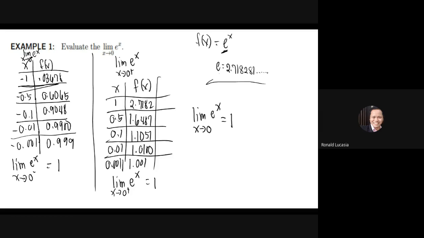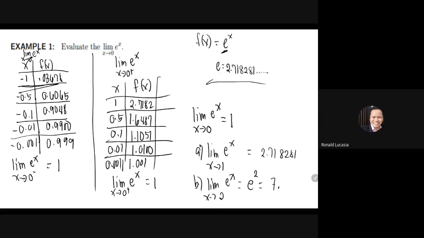So as an addition to that, when you have the limit of e raised to the power of x as x approaches 1, of course that is also equal to 2.718281 because that's the value. And then the limit of e raised to the power of x as x approaches 2 is equal to e squared. So that will be 7.389 and so on. Am I correct? E squared is 7.389.